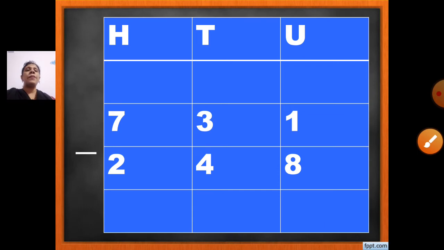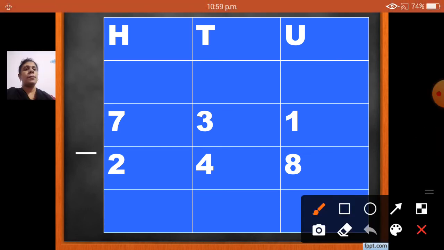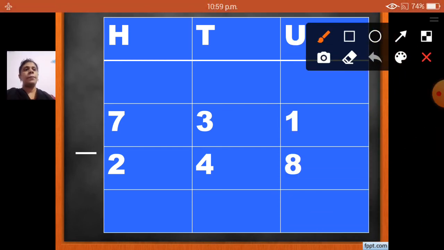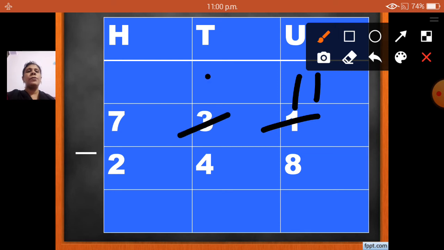Next, 731 minus 248. So let us subtract units with units. Okay. Now 1 minus 8. So 1 minus 8 is, 1 is a smaller number, 8 is a bigger number. Okay. So what we will do? We will cut this one and we will make it as 11. Okay. And from where I got this one? I borrowed from 3. So I will cut this 3 and I will make it as 2. So 11 minus 8 will be 8, 9, 10, 11.